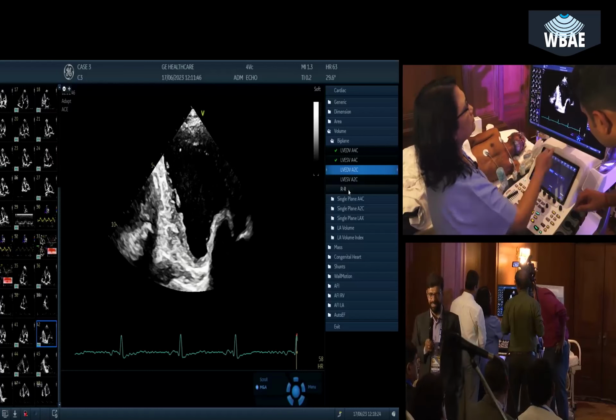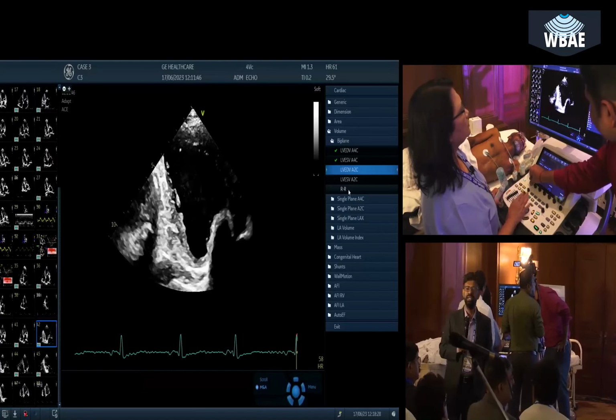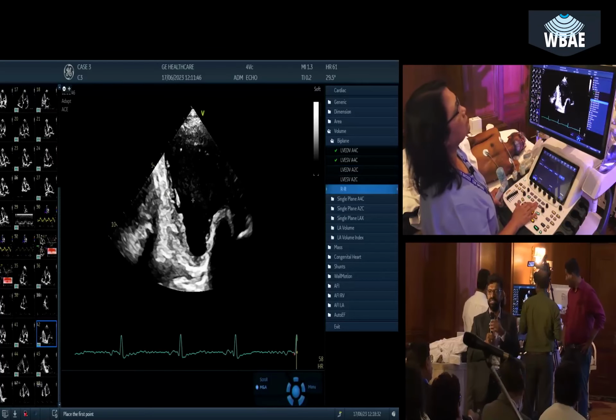75-80%. It is always there, 75-80% in hypercontractile tachycardia or something like that. Absolutely. So Dr. Mohan, I would like to have your thoughts.